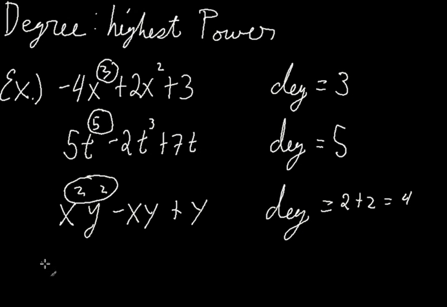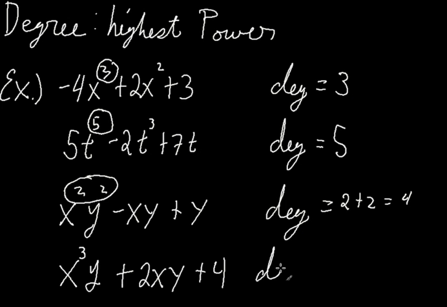Okay, let's do one more example just to make sure that's clear. x to the third times y plus 2xy plus 4. For this, the degree would equal 3 plus 1. So this is also 4, but for a different reason. 3 plus 1 is 4. And this would be 2, since 1 plus 1 is 2. And then this would be 0. So the degree of the polynomial here is 4.